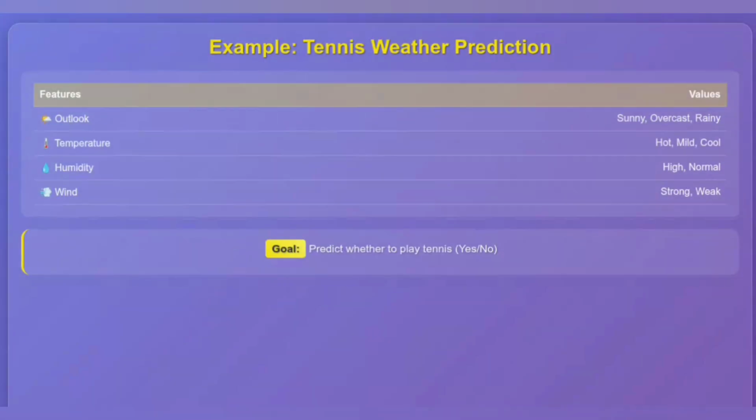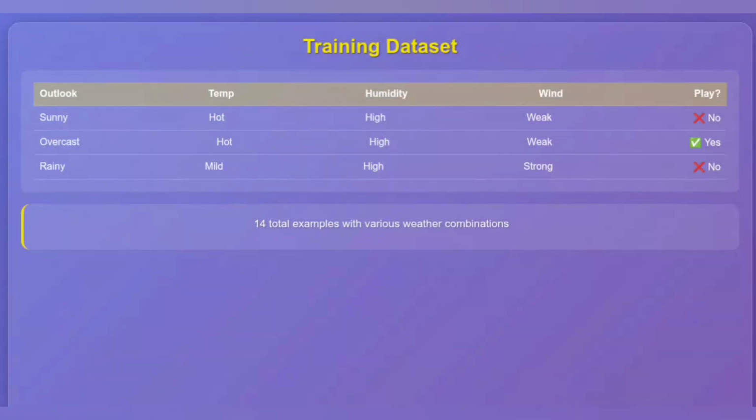Let's work through a concrete example. Suppose we want to predict whether to play tennis based on weather conditions. Our features are outlook: sunny, overcast, and rainy; temperature: hot, mild, or cool; humidity: high, normal; and wind: strong or weak. Our target is play tennis, yes or no. Here's our training data with 14 examples. We can see various combinations of weather conditions and whether tennis was played.